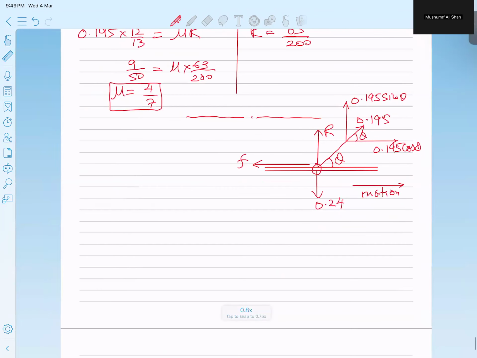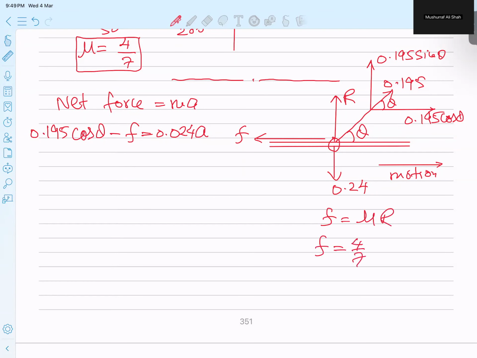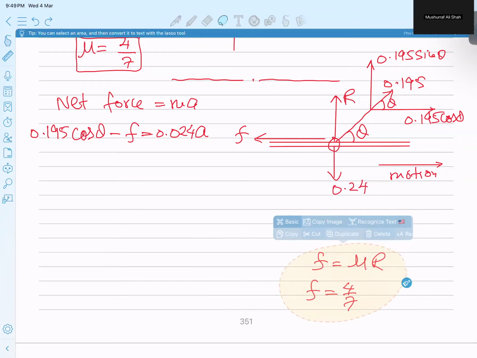So in this situation, I can say here net force is equal to MA because the system is in motion. So the bigger force is this force, and the backward friction force. So I can say here 0.195 cos theta minus friction equals MA, which is 0.024a, and acceleration is my job to find. But F is equal to mu R, and mu we have as 4 by 7. R slightly changes. How slightly? These two forces act upward and this acts downwards. So I can tell you easily, first I find the R value and then I find the friction component.